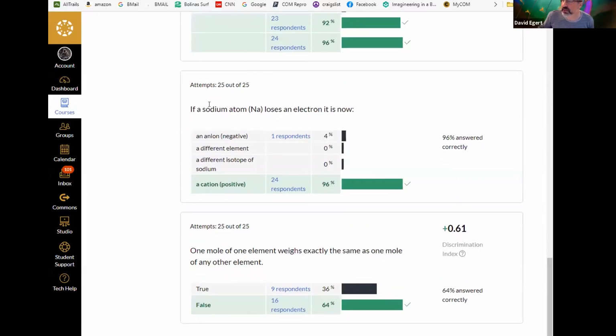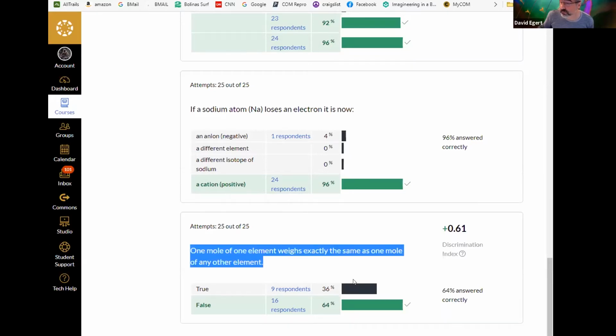If a sodium atom loses an electron, it is now a cation, a positive ion. Luckily most people got this. Again, we're going to see Na plus all the time, and K plus, the potassium ions, and calcium plus plus, the calcium ions. Cl minus has gained an electron and is now an anion.